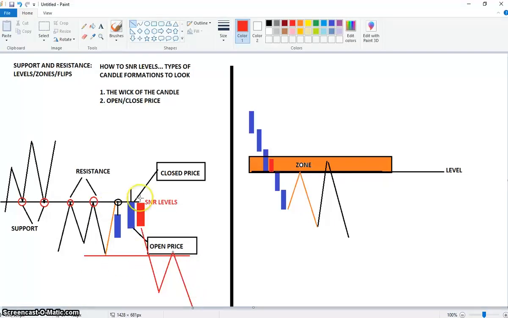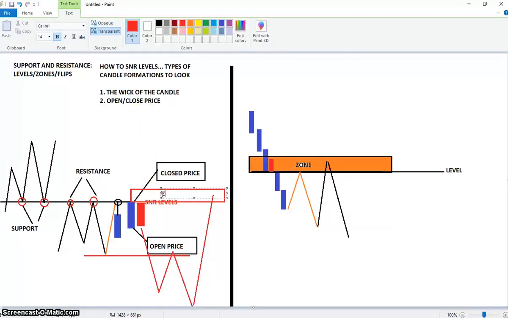So this is what we call S and R level. But you see this wick that went up, you can actually take it as a zone. Understand? You can actually use it as a zone. This area now, this whole area, you can mark it to the right. That is, you are believing that there's a time that this price can actually go up one day. That is breaking this area and going up one day and rejecting from this whole zone. This area is a zone.